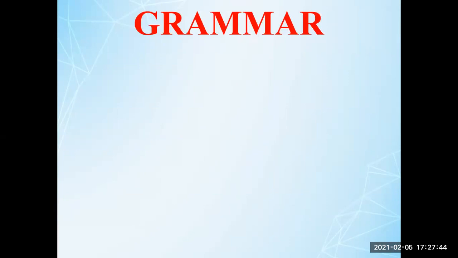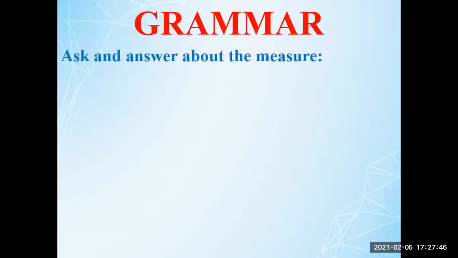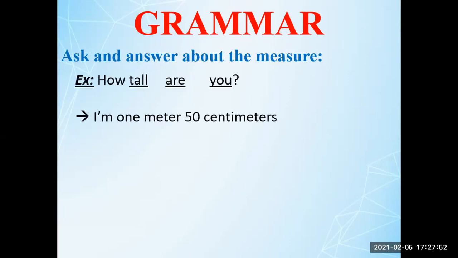Grammar. Now, ask and answer about measurements. Now, I will give you an example. How tall are you? The answer is, I'm 1 meter 50 centimeters. Now we have the form: adjective plus verb to be and subject.